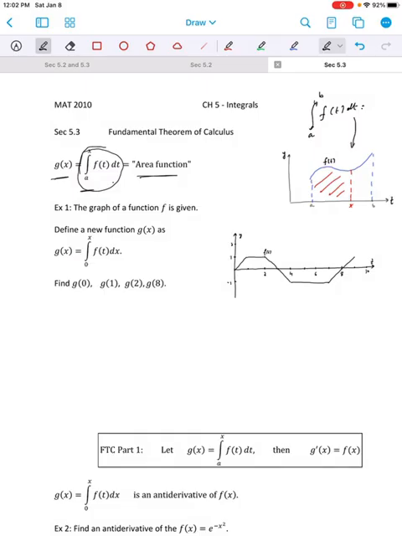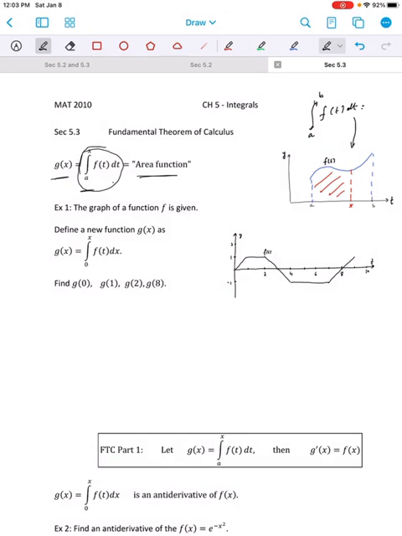But if we define a variable x which varies between a and b, then the integral from a to x of f of t dt will give us the area under the function f of t from a to x. So we call it the area function. What it means is that we are always starting with a and going up to whatever the x value is. This is something that you must have seen in Calc 1 as well.